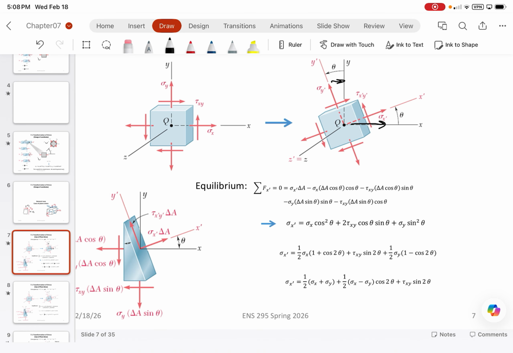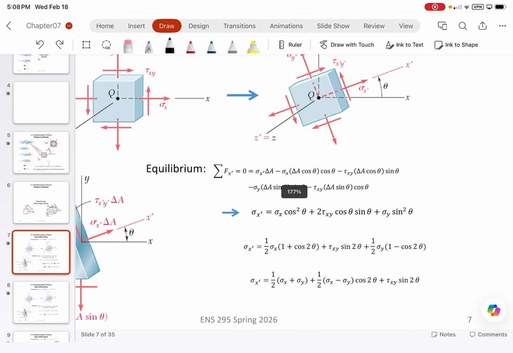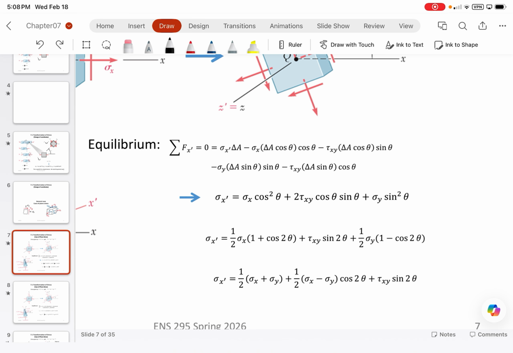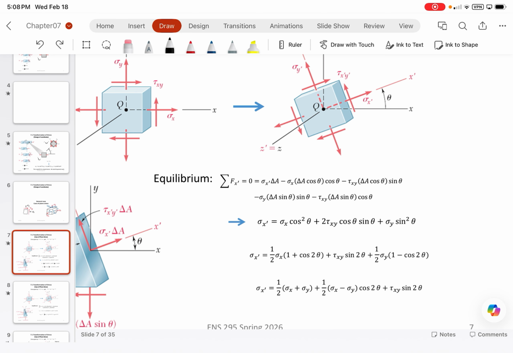similar thing. Right? So when we write our equilibrium, we end up with this giant expression, sigma x cosine squared theta plus 2 tau xy cosine theta sine theta plus sigma y sine squared theta. That all just comes from equilibrium. And one thing you'll notice is that one of the assumptions we make, which will hold true for an infinitely small area, all of the terms should cancel out with each other. So you end up with a stress equation that's entirely independent of what the cross-sectional area is.